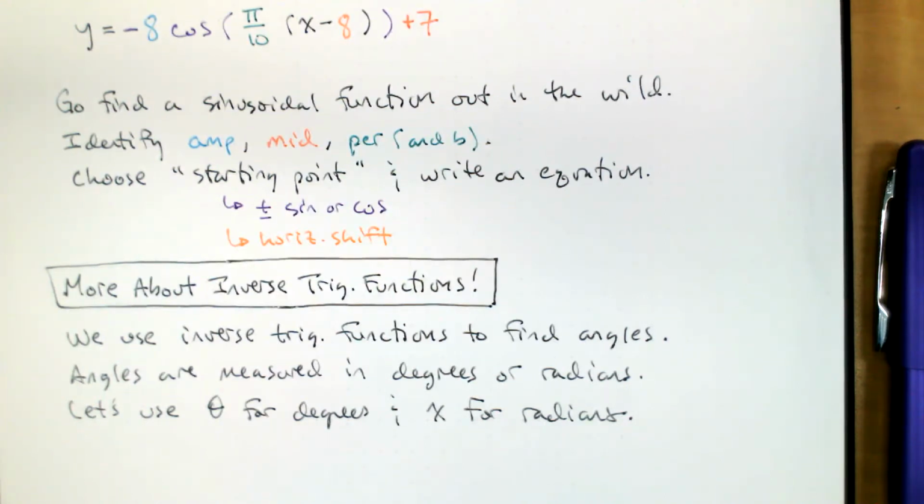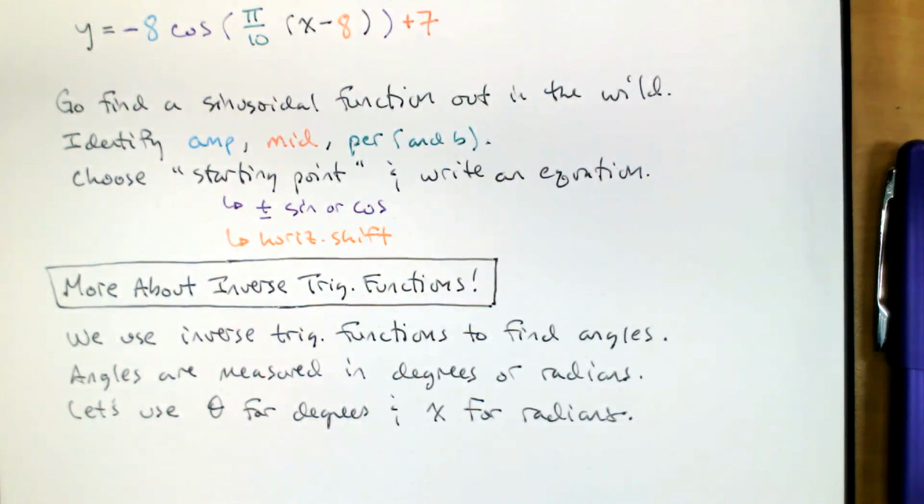I know we spent a total of like a week talking about radians, but it's fine. We got to take some time to get used to the degrees and radians. So we use inverse trig functions to find angles. The angles can be measured in degrees or in radians. Let's use theta if we want degrees and x if we want radians.